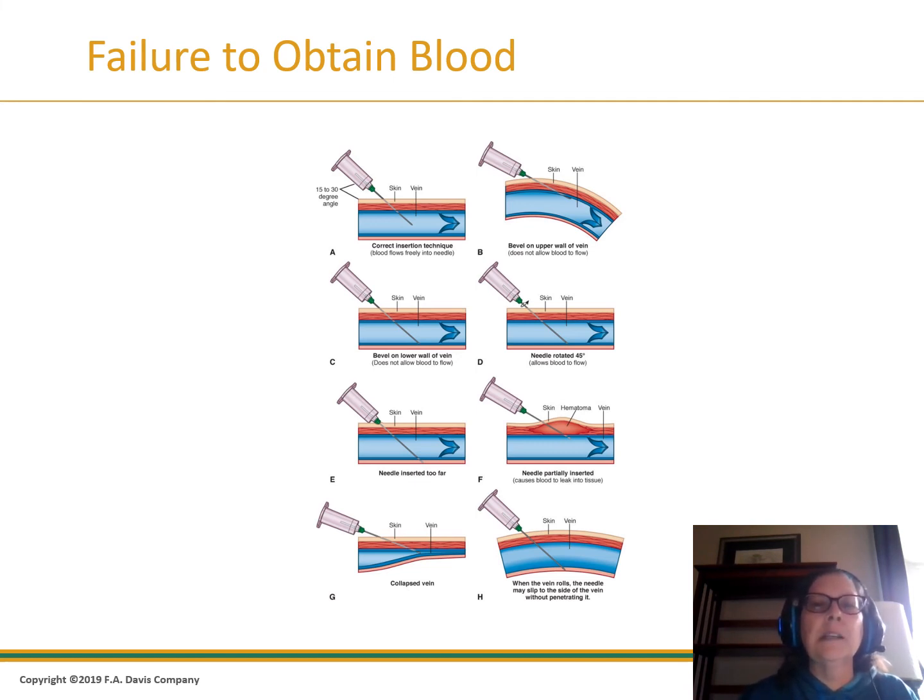Section F shows a hematoma forming. Both E and D can be corrected by slightly pulling the needle back till blood starts to flow. When a hematoma starts to form, sometimes it swells up quickly and you should pop the tourniquet and remove the needle, then apply pressure till the bleeding stops.